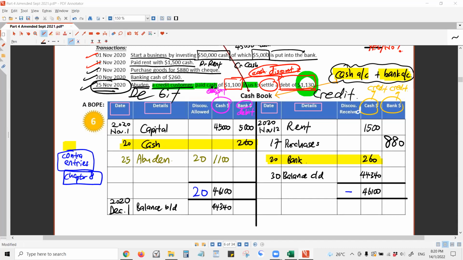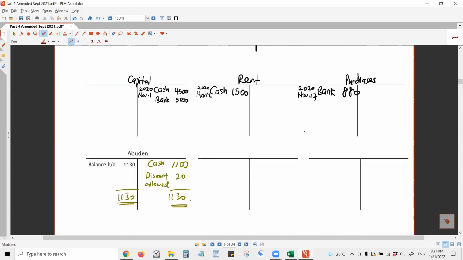Okay, someone noticed my mistake. Good. Sorry. Did you notice the discount that I recorded on the 25th? Is it true that there is 20? So look at the last transaction again. Anybody notice? Abudan, a credit customer, paid cash 1100 to us to settle a debt of 1130. The discount is actually $30. I overlooked 30. Then here I also wrote the wrong amount. It should be 30.